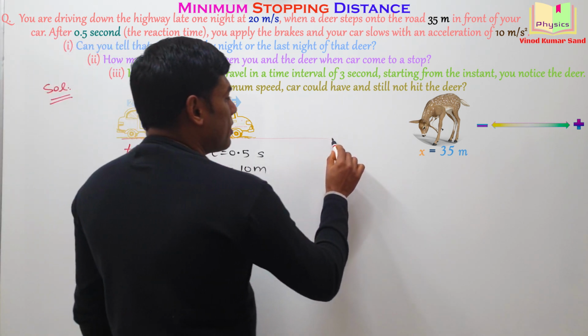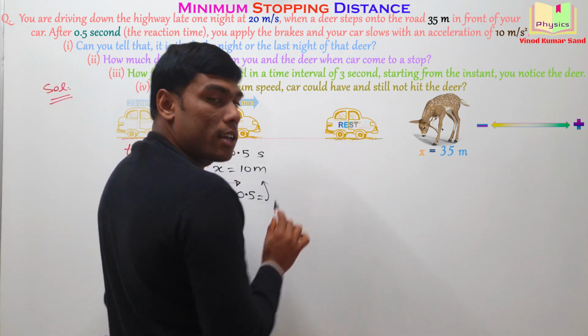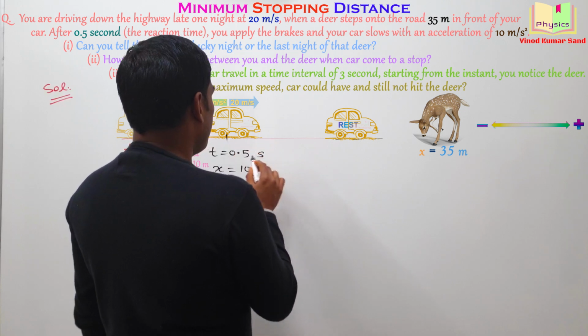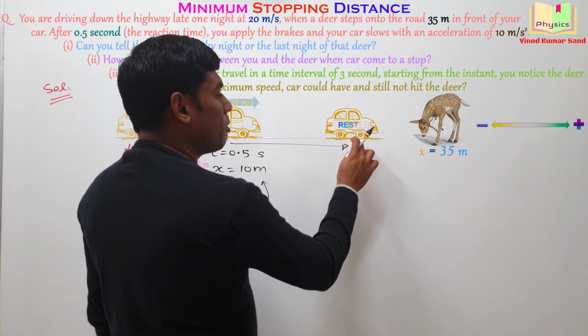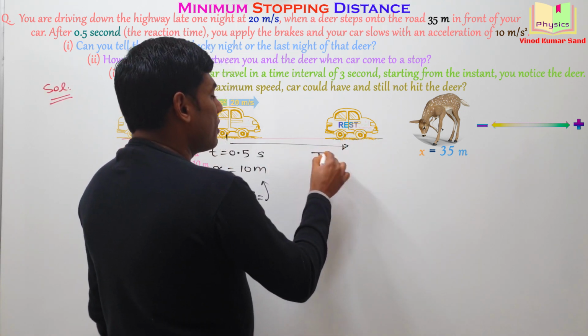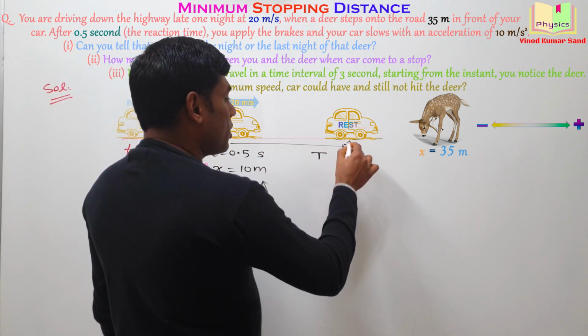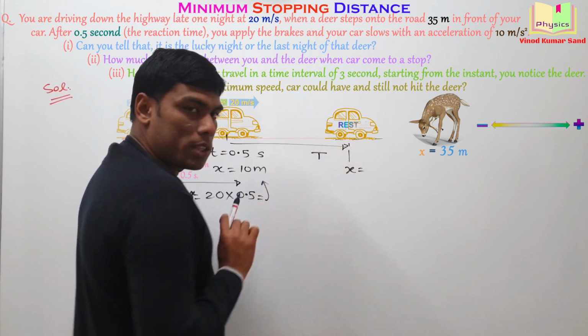So let's say somewhere here the car stops. This time I don't know. So from here to here, let's say we consider the moment the car is stopping. This time interval is capital T. And this location X we want to determine. I am doing the calculation.